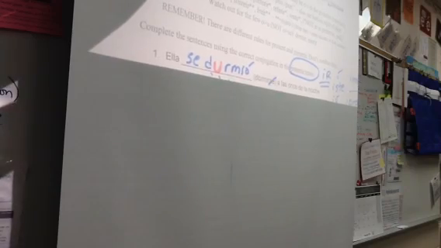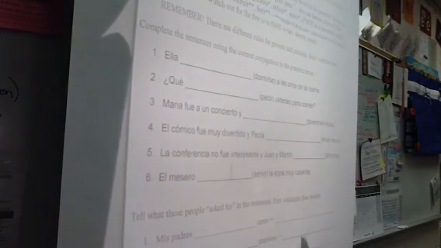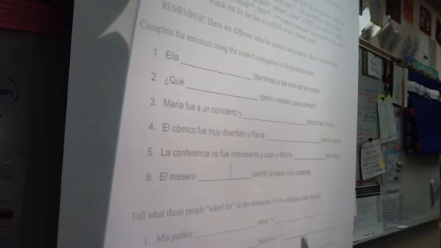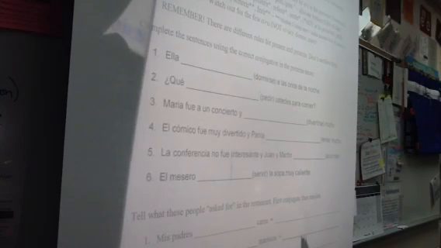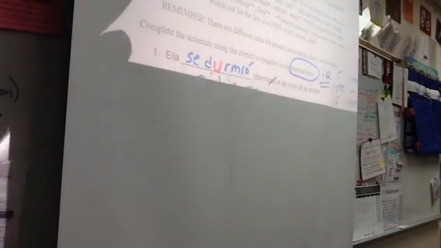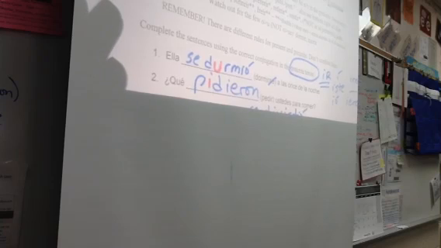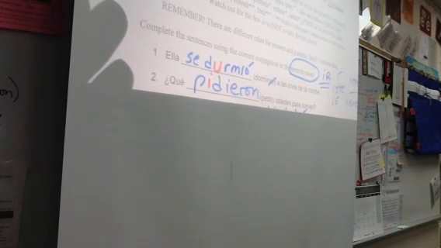The second one, who's doing the asking? They, or in this case, y'all. So the y'all conjugation here, you would change E to I, and then put your ending for the y'all form.